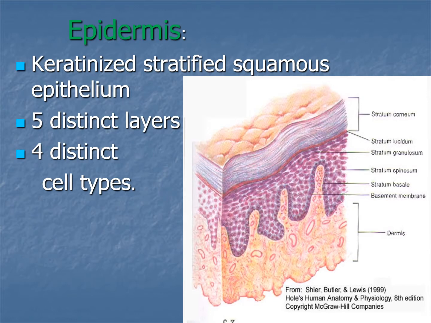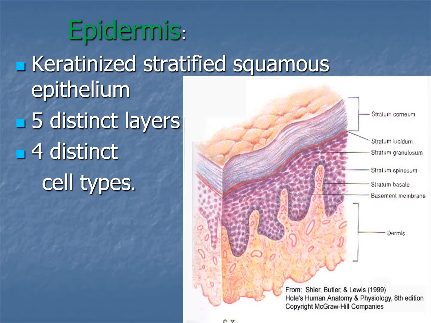So we will start with epidermis, which is a keratinized squamous epithelium. This epidermis is present everywhere all over the body and in the mucosal linings. This has 5 distinct layers of cells according to their architectural organization, and there are 4 main cell types in all these layers. These 5 layers are stratum corneum, stratum lucidum, stratum granulosum, stratum spinosum and stratum basale.